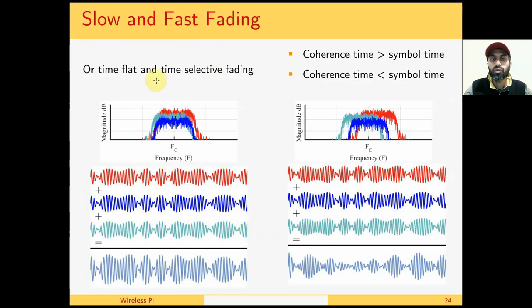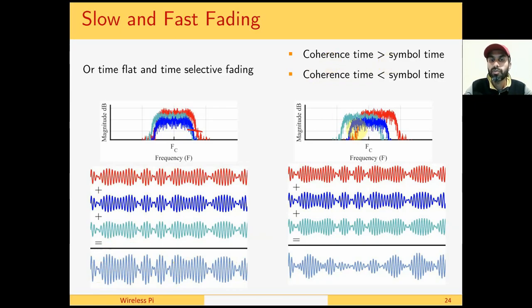Slow and fast fading are also known as time flat and time selective fading because they are very similar to frequency flat and frequency selective fading in time domain. For example, if the multiple Doppler frequencies are arriving such that the Doppler spread is not very large, then we can see that their superposition creates a resultant signal that does not vary significantly with time and maintains the modulation symbols overriding the carrier wave. We say that the coherence time is larger than the symbol time.